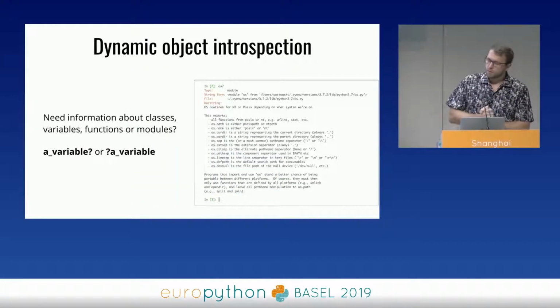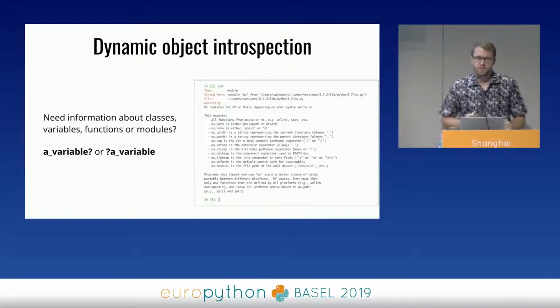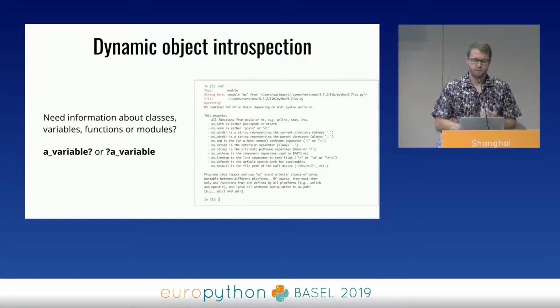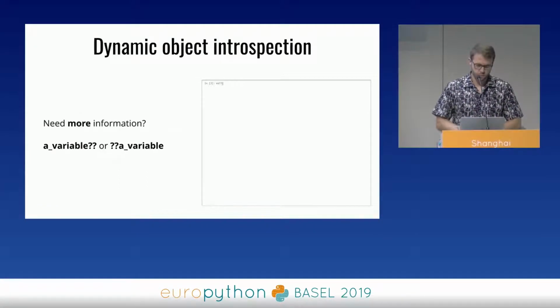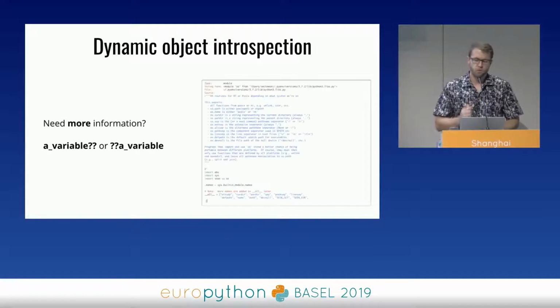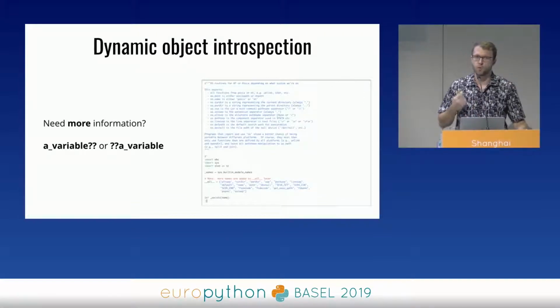What I really love about IPython is how easily you can access the documentation of basically any object you can think of. Classes, variables, functions, modules, you name it. All you have to do is to append or prepend a question mark to the name of the object. And if you want to see the whole source code of an object, you have to use 2 question marks instead.